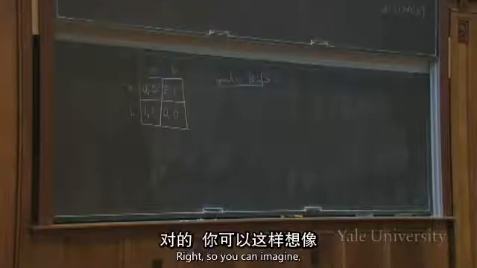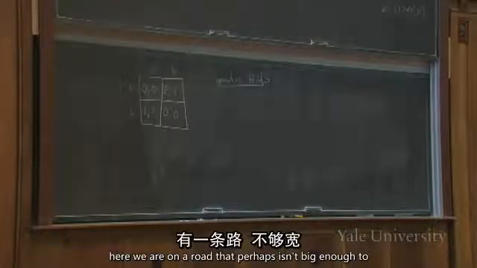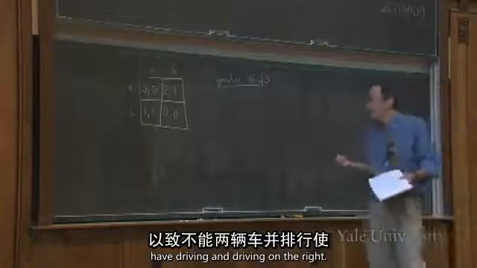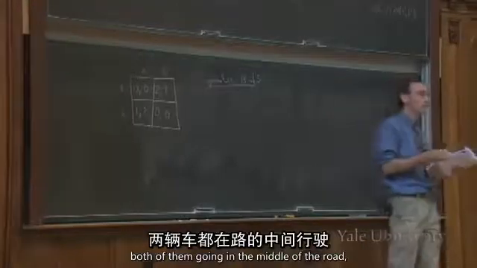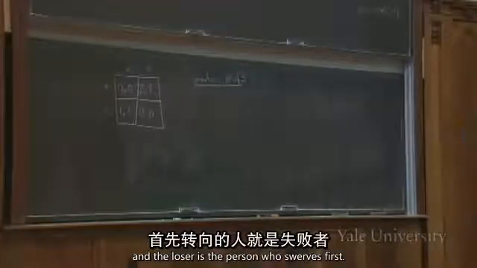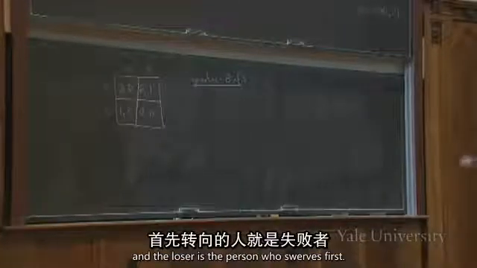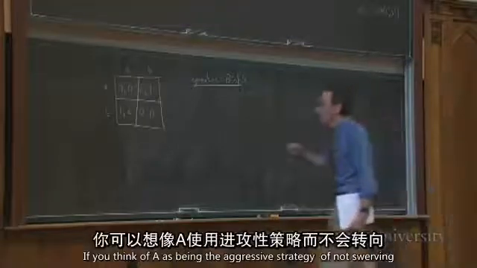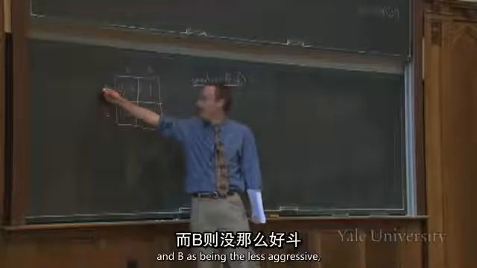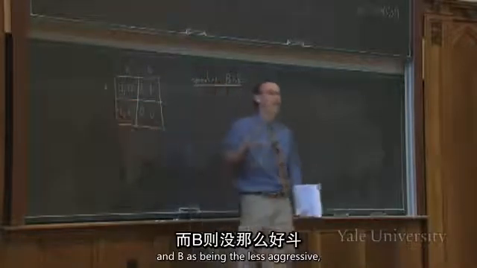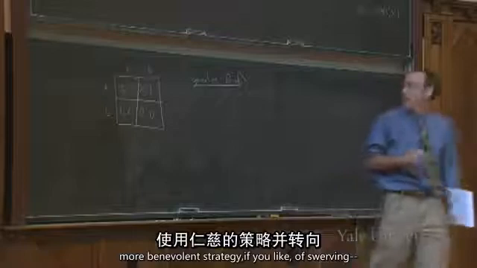Right. So you could imagine, here we are on a road that perhaps isn't big enough to have driving on the left and driving on the right. These two cars face each other, they drive towards each other, both of them going in the middle of the road, right? And the loser is the person who swerves first. So you could think of A as being the aggressive strategy of not swerving, and B as being the less aggressive, the more benevolent strategy, if you like, of swerving.